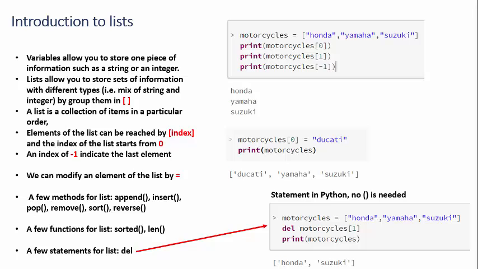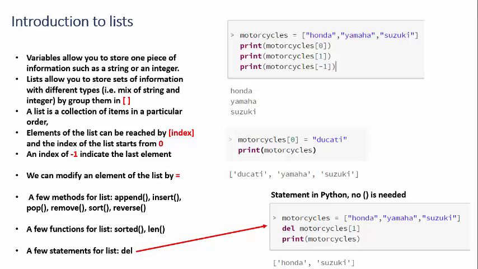In the first video, we introduced the variable, and we can apply methods to a variable and use functions to print out the content of the variable through the print function.